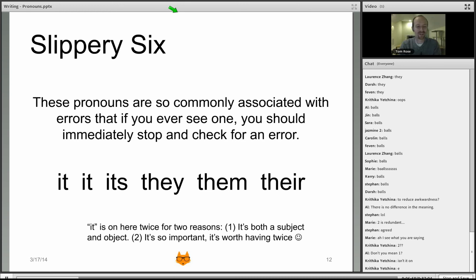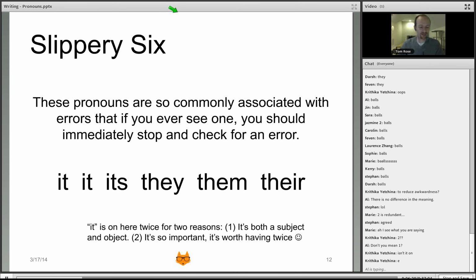So this is the slippery six. You definitely want to be able to read out the slippery six in an instant if you had to. So later, if I say, hey, what's the slippery six? You should be able to say it, its, they, them, their. That's how well you want to know those. I would memorize them just like I would memorize any other math formula or geometry concept.